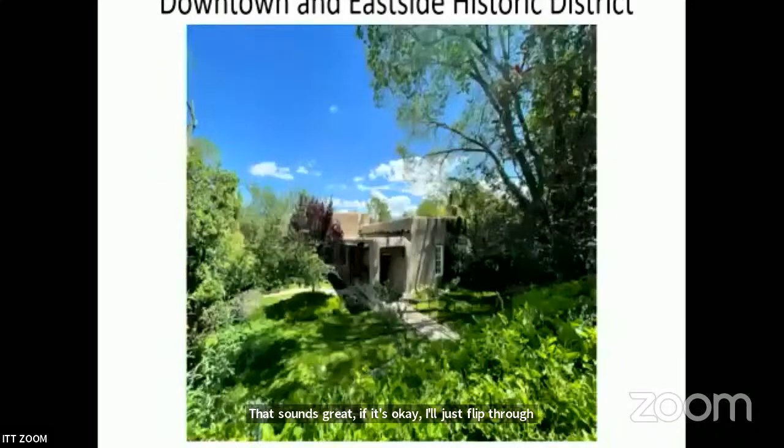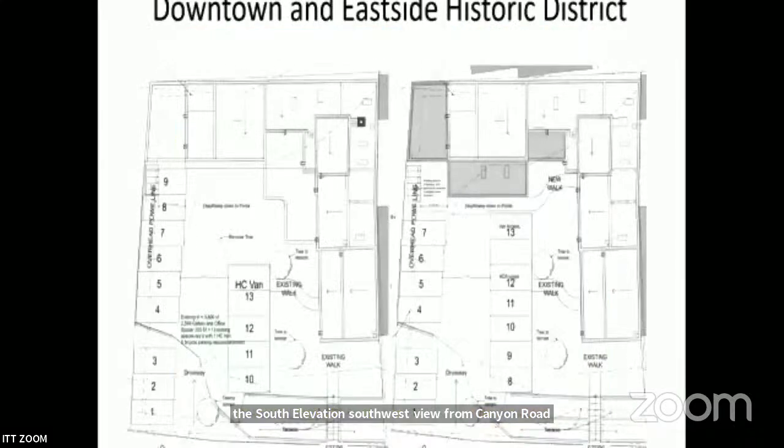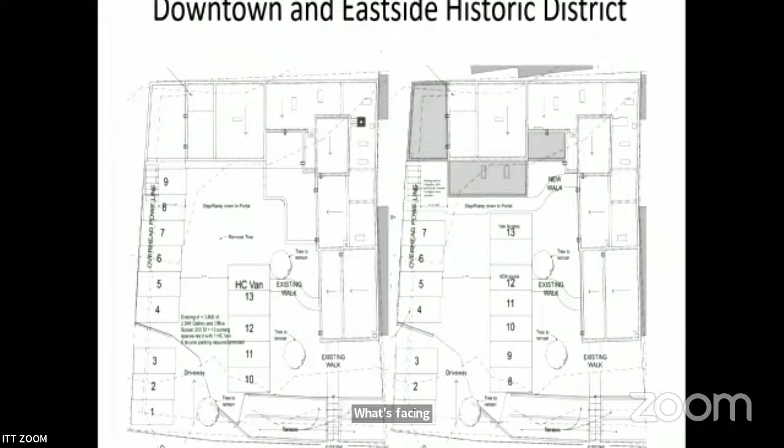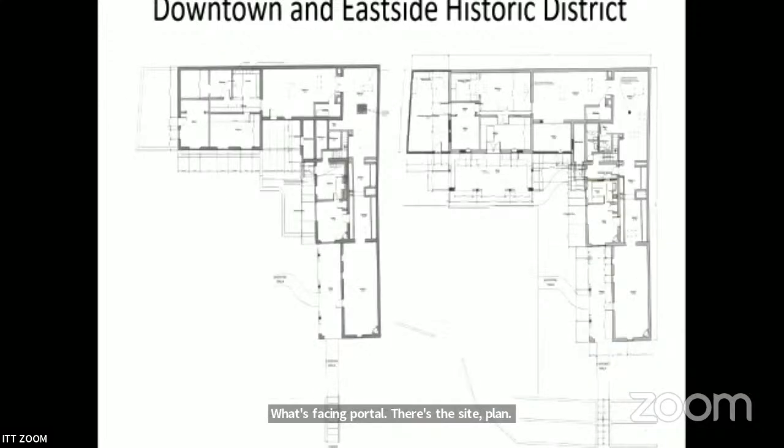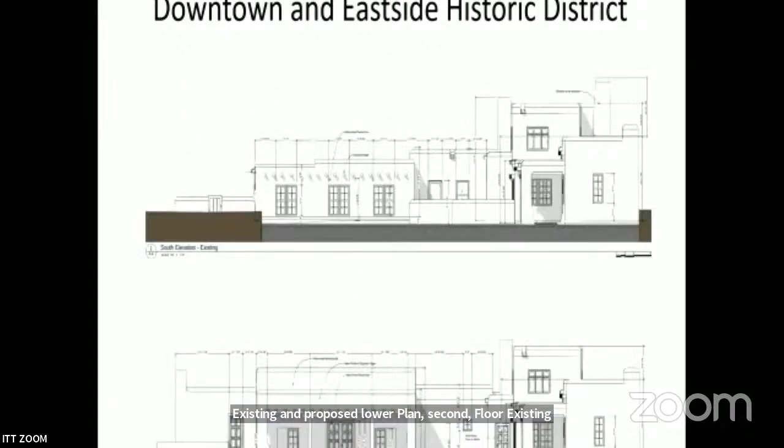That's the south elevation, southwest view from Canyon Road, west facing portal. There's the site plan, the existing and proposed site plan. Existing and proposed floor plan. Second floor, existing and proposed. Some renderings that are a little bit hard to read on this, and the elevations. At this point is when I would like to turn it over to Gayla to go over specifics of the design, if that pleases the board.